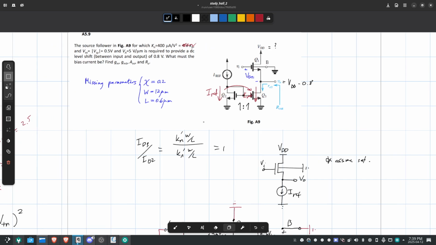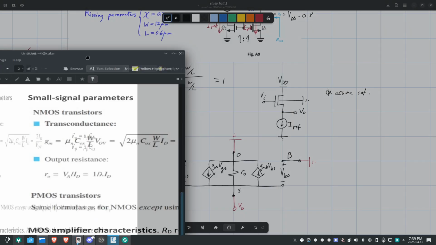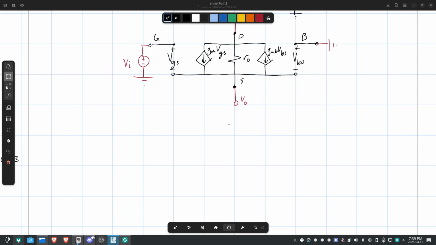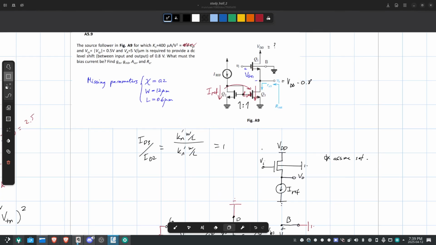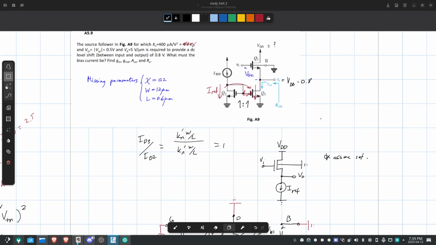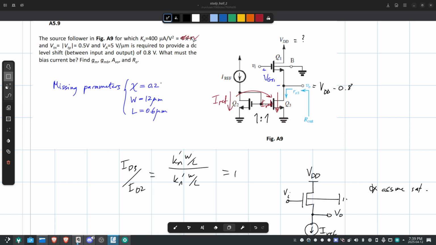So what do we need to find here? GM, GMB, AVO, and RO. Wow, I really don't know how. Can we find V over V? We don't know current. Did this question have full number answers? It did. Because we don't know the current. Unless I'm really missing something here, there's no current. We don't know VDD.